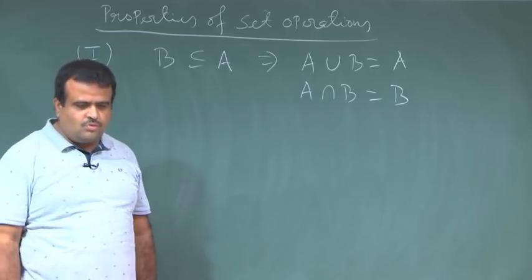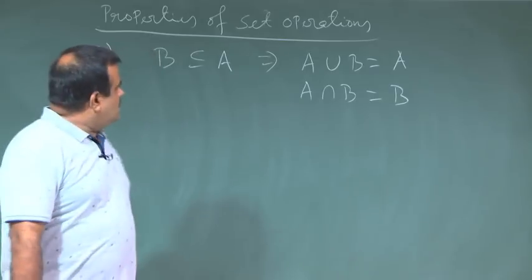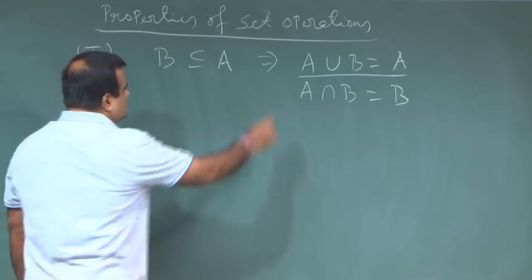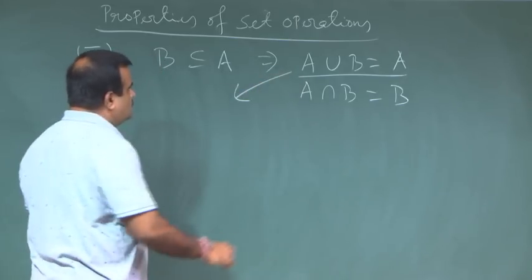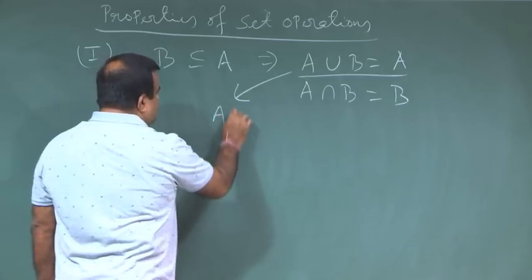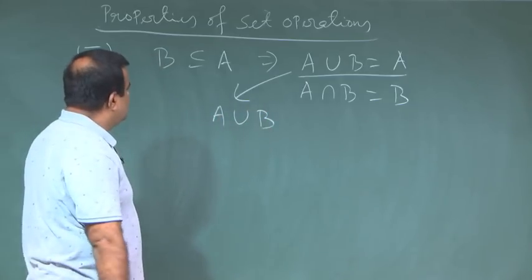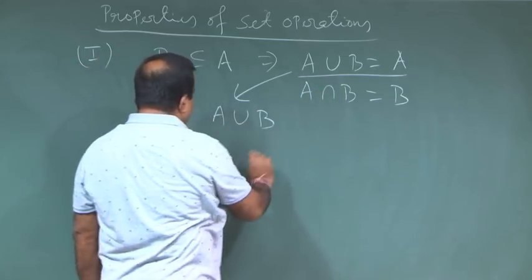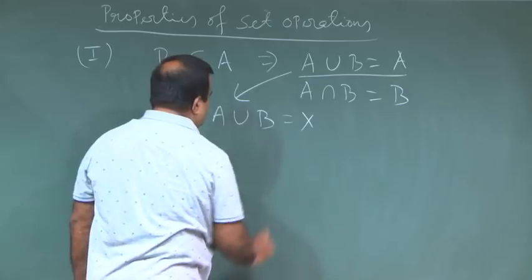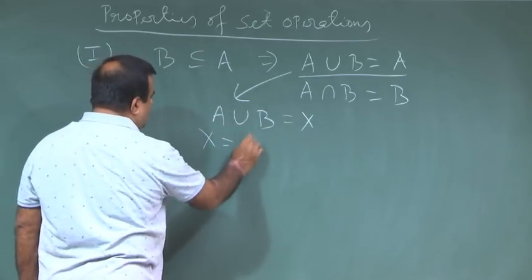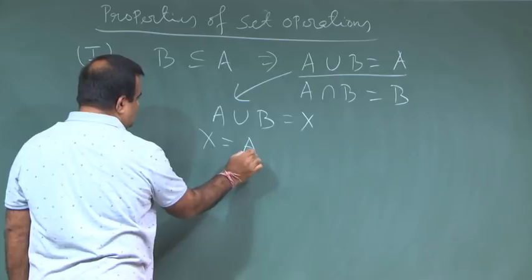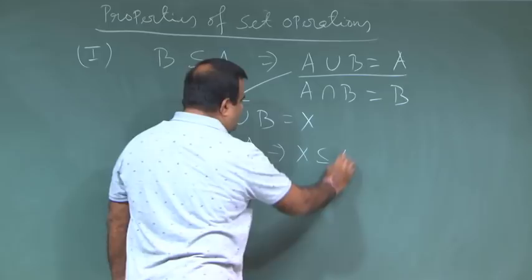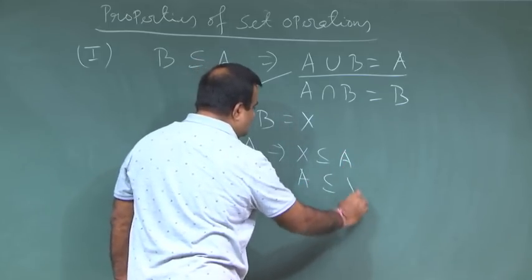Okay. So how to prove this? Let us try to prove the first one. A union B is equal to A. Let us call A union B as X. So what we have to show is that the set X equals the set A. To show this, we need to show that X is a subset of A and A is a subset of X.